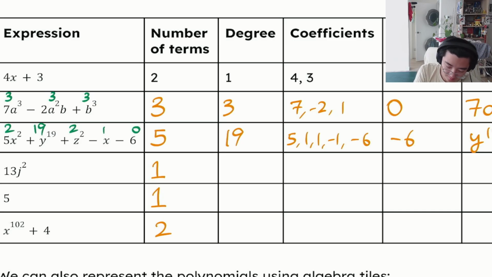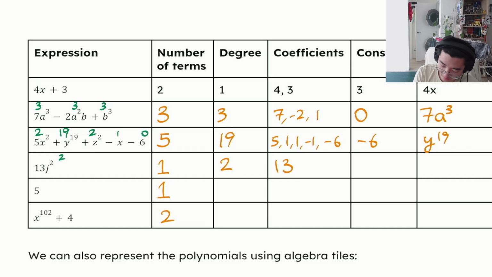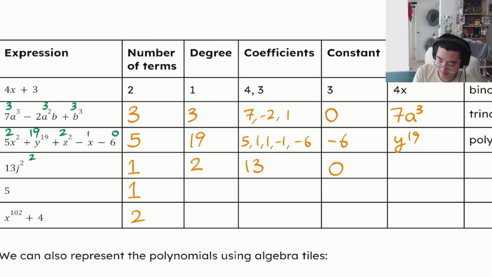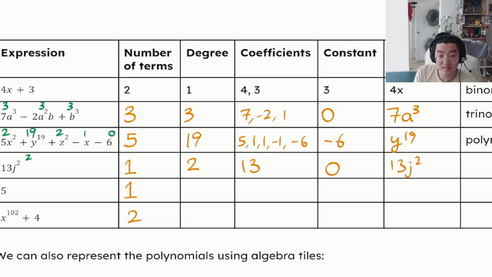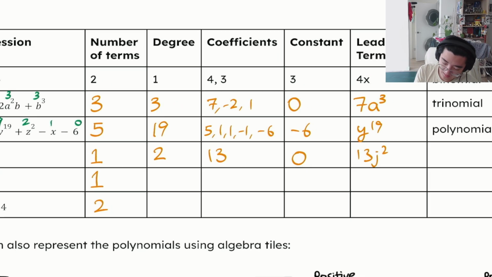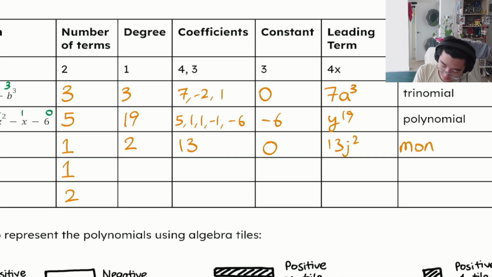Next, degree. Nice and easy. This is the only term here, which is degree of 2. Coefficients, of course, just a big number in front of this exponent. Constant, there's no term without the variable, so 0. Leading term, there's no other choice other than just this. Name, because it's only 1 term, it's called a monomial.